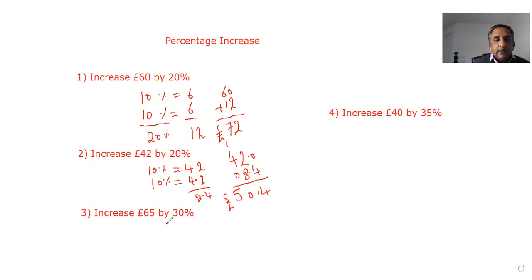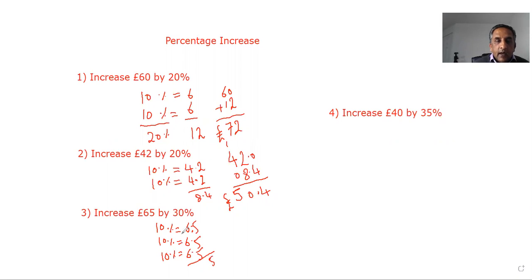Now the next one is 65 pound. We have to increase it by 30%. So again we find 10% of 65, which is 6.5. Then 10%, that is again 6.5. Then another 10%, so it will be 6.5. When we add 6.5 three times, 5, 5, and 5 is 15.